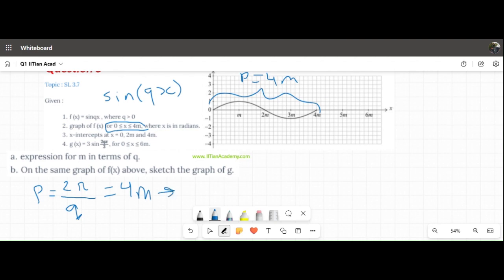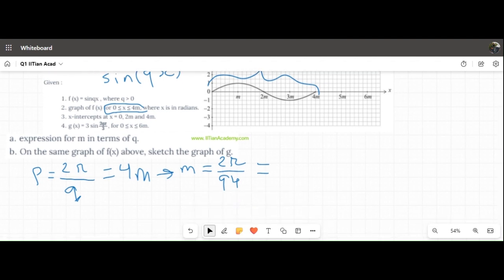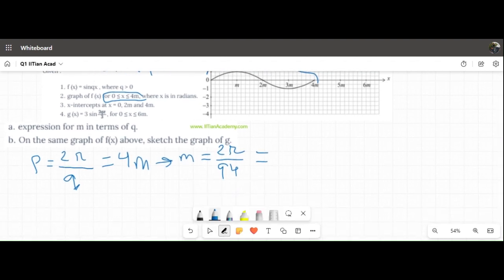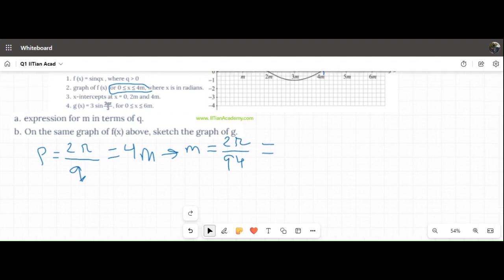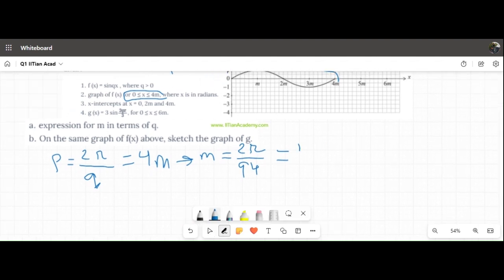So if we write this fact in terms of m, we can say that m is equal to 2 pi over q times 4, which is 2 pi over 4q. And if we simplify that, we get pi over 2q. So m is equal to pi over 2q.